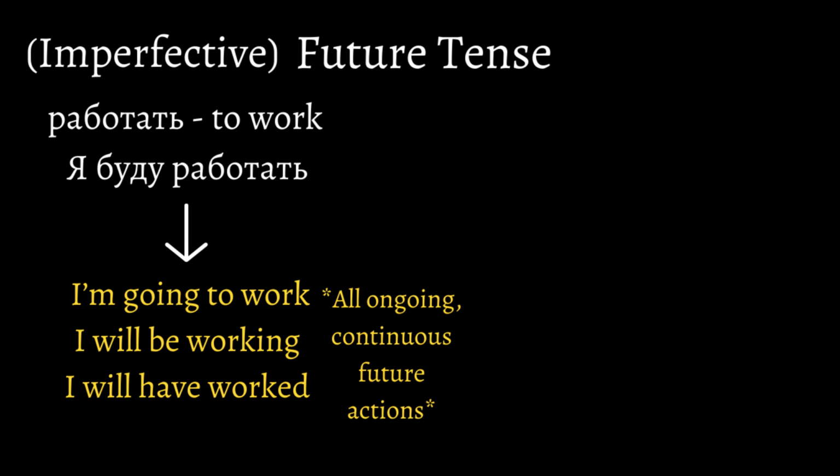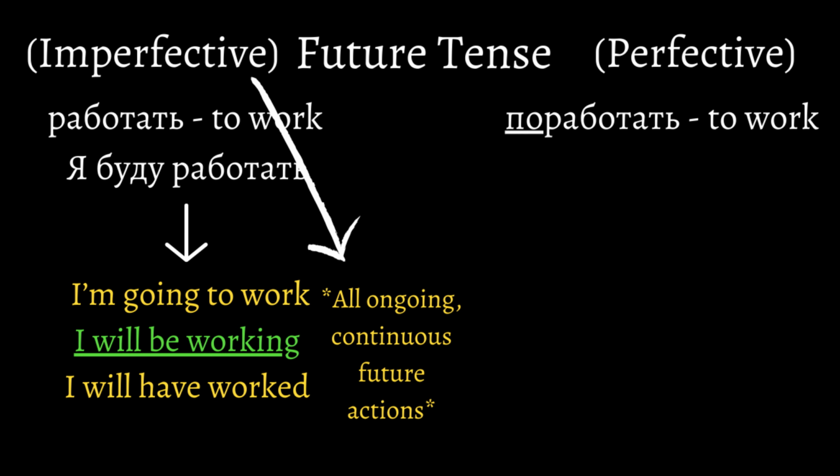Therefore, я буду работать can mean any of these variations, because they're still happening, and the closest tense to Russian is probably the future progressive. Я буду работать means I will be working, as opposed to I will work. This is how the imperfective works in the future. Now, let's see the perfective. The perfective in the future will have the same prefix in infinitive as in the past, поработать, but the conjugation for the future will be different.